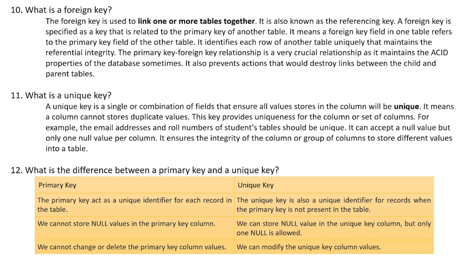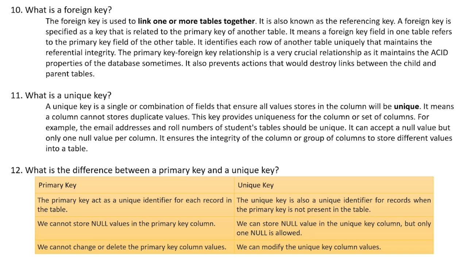Question 12. What is the difference between a primary key and a unique key? Answer. First point. The primary key acts as a unique identifier for each record in the table, whereas the unique key is also a unique identifier for records when the primary key is not present in the table.